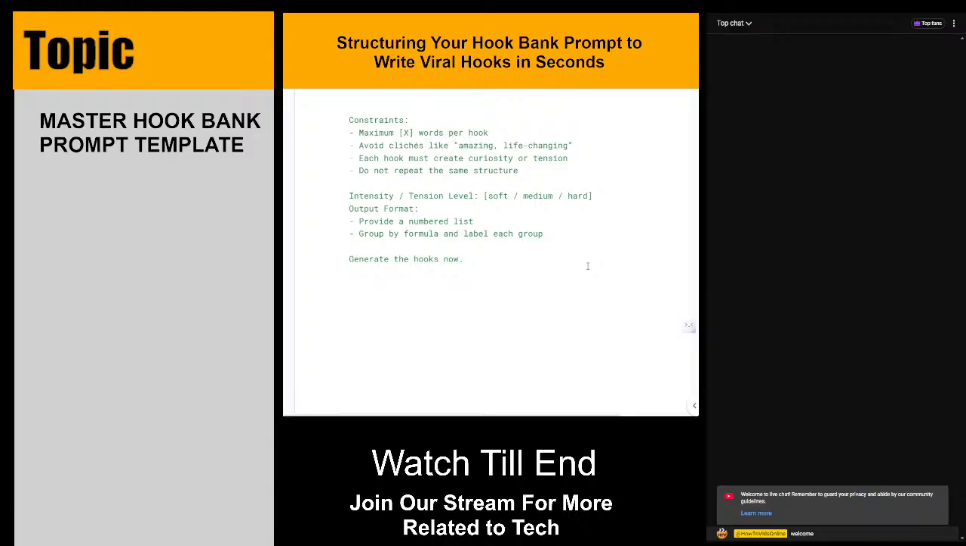Then we have defined the number of hooks as well, so that you are not generating five mediocre lines, you are building a bank. Then we have also defined the constraint, intensity, and output formula. These all combined make a powerful hook bank. Now we can use this hook bank in practical strategies.